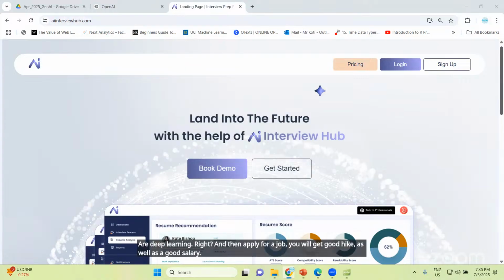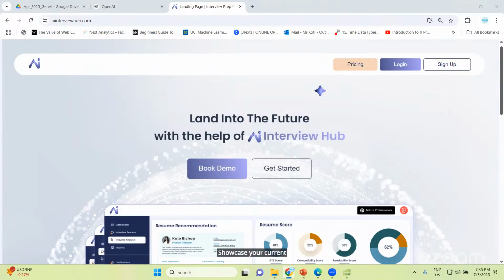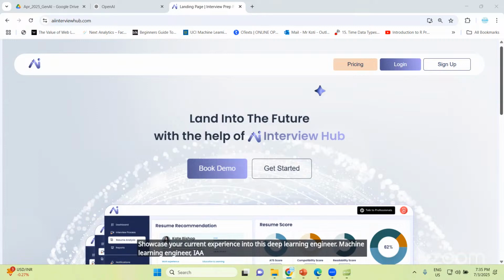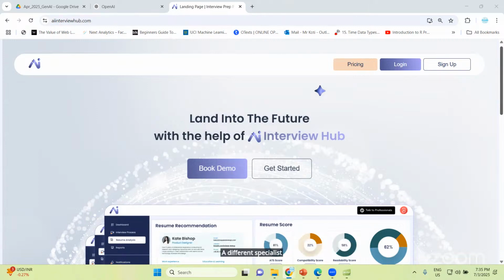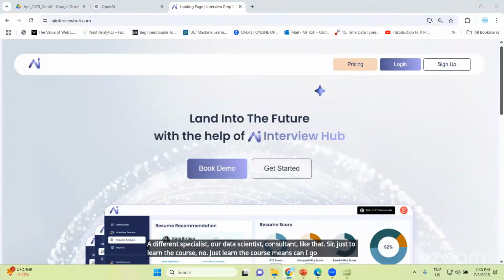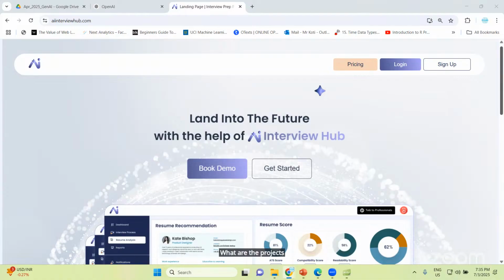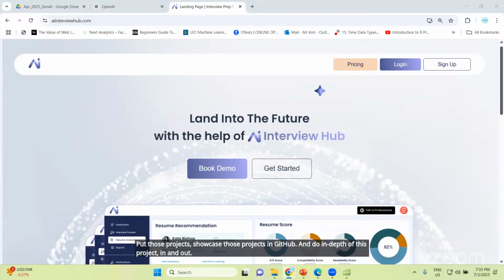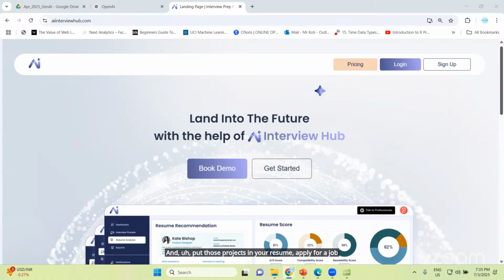If you just say I learned the course, give me a job, no one will help you. Showcase your current experience toward roles like deep learning engineer, machine learning engineer, AI engineer, AI specialist, deep learning specialist, or data scientist consultant. Sir, just learn the course? No, what you have to do: what are the projects you are currently working on? Do 3 to 4 projects, showcase them in GitHub, understand them in depth, in and out, and put them in your resume. Apply for a job. Then there are very highly likely chances to get a good job for experienced people.